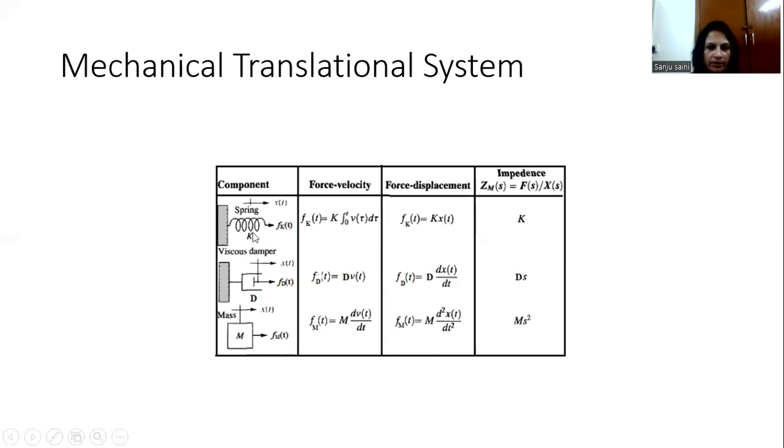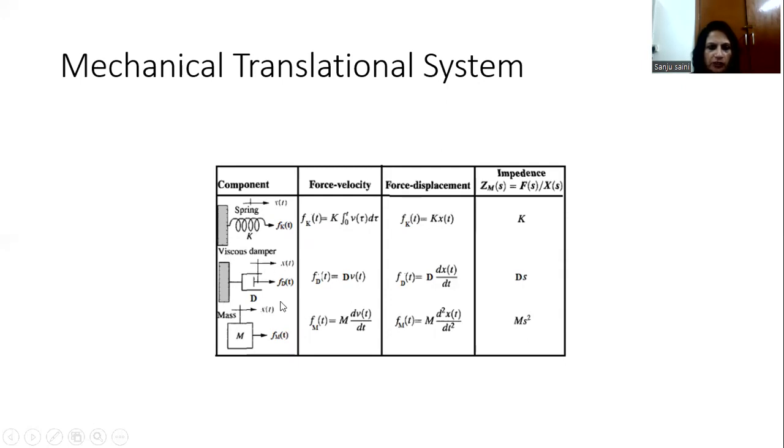Their equations can be represented as follows. The opposing force offered by the spring can be represented as K multiplied by x(t), where K is the spring constant. Then the opposition force offered by the viscous damper.